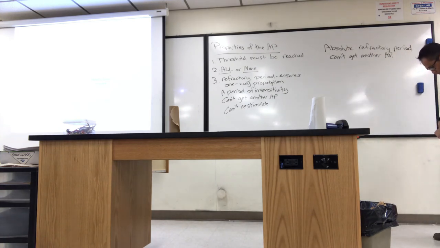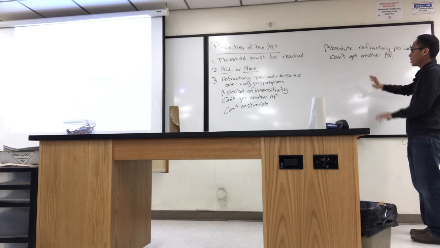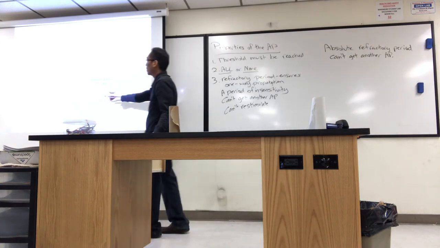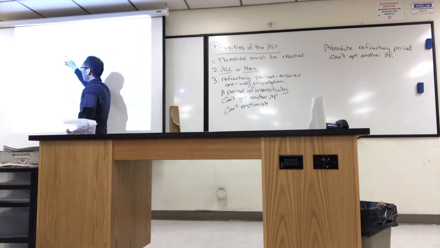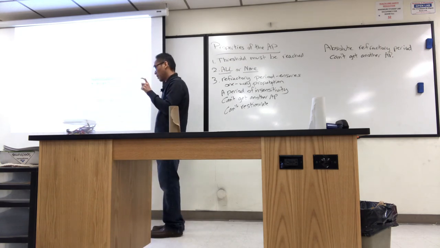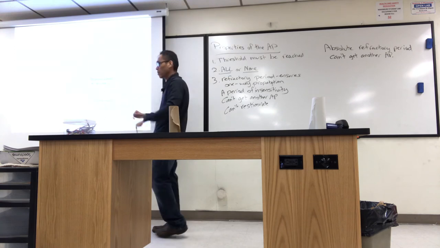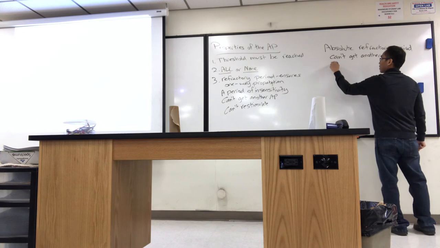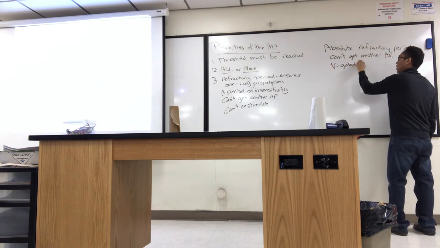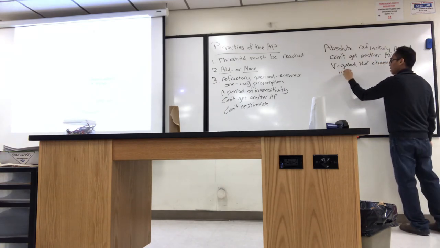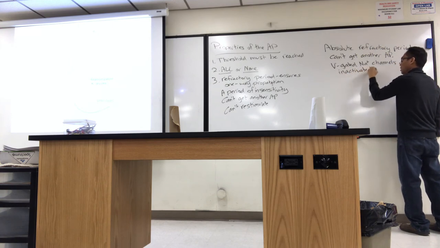But I want you to know what's going on with the voltage-gated sodium channels. You can't get another AP at all, ever. Why? What's happening? You already have an AP going on. For the absolute refractory period, you can't get another AP because the sodium channels are inactivated. That ball and chain gate is plugged up, and you can't get that to open again. Voltage-gated sodium channels are inactivated. So boom, no way, no how.